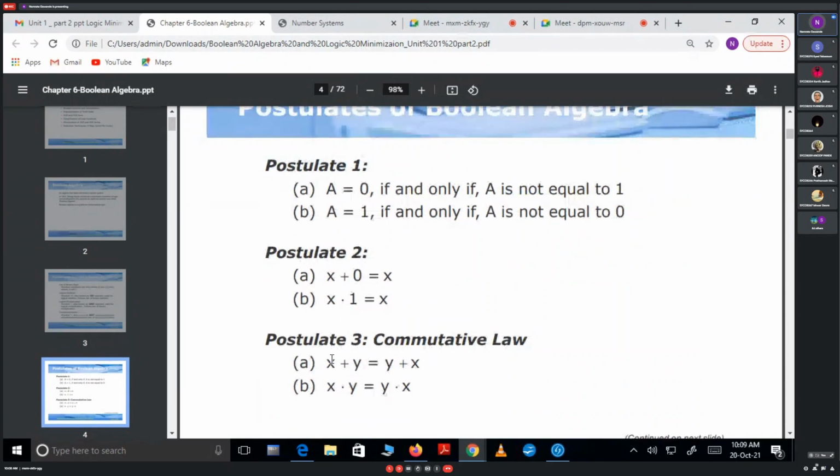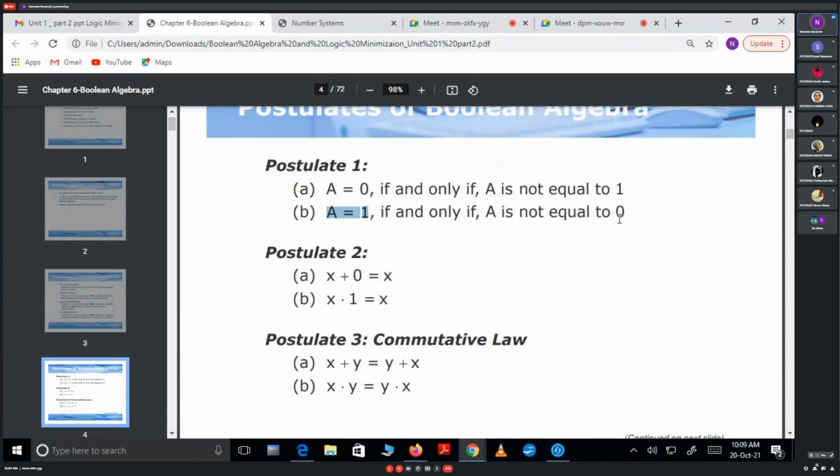Now these are the postulates of Boolean algebra. I will go through them fast because there are so many postulates, and wherever a particular law is required, at that time I will tell you how it is used. Now we'll go through the different postulates. Postulate 1: A equal to 0 if and only if A is not equal to 1. A equal to 1 if and only if A is not equal to 0.